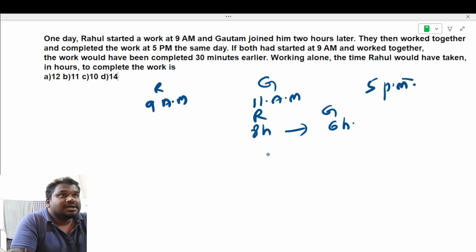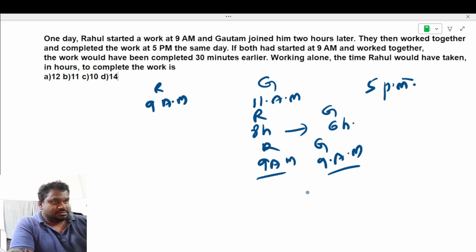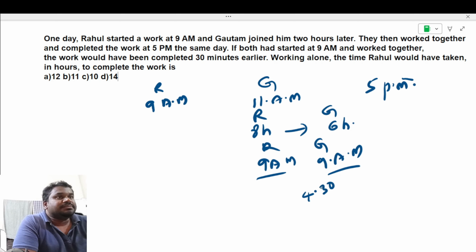Suppose if both had started at 9 a.m. and worked together, the work would have been completed 30 minutes earlier. It means suppose Rahul and Gautam both started at 9 a.m. only, it will take less time and the work will be completed at 4:30. So at that time how many hours of work is done? Rahul 7.5 hours and Gautam also 7.5 hours.